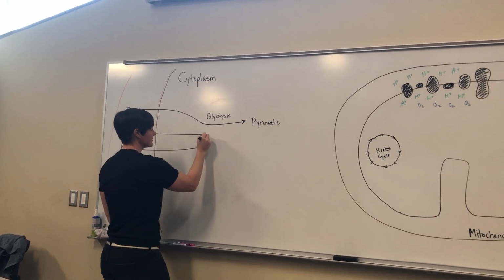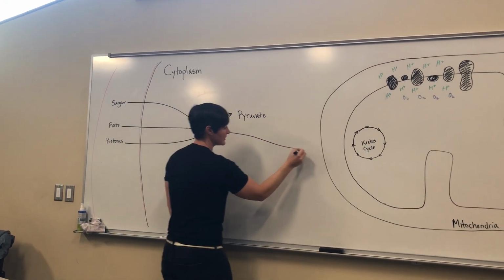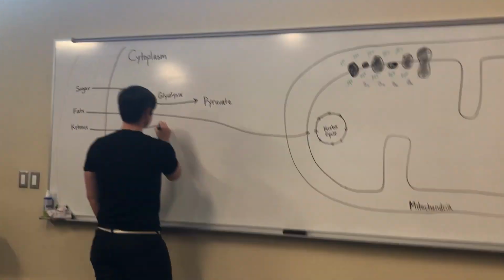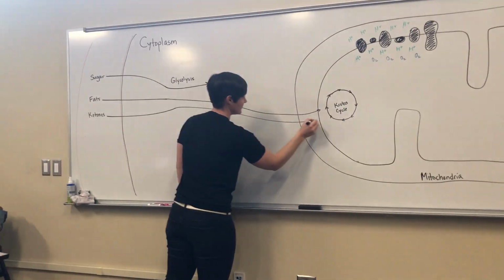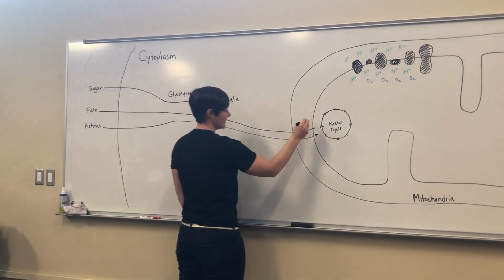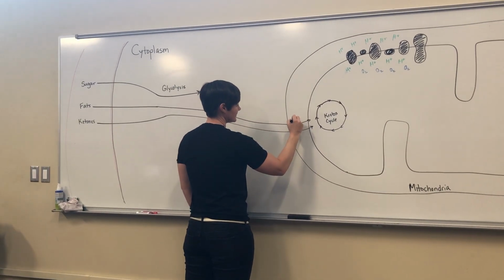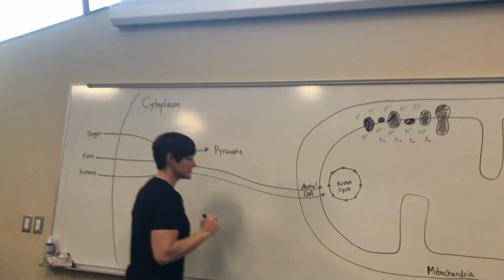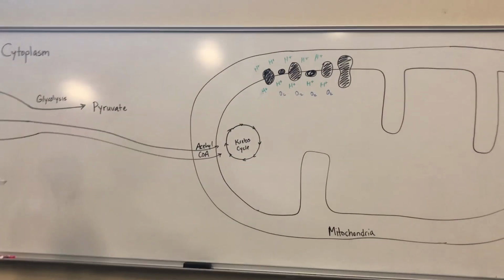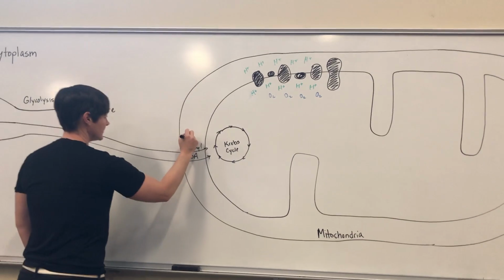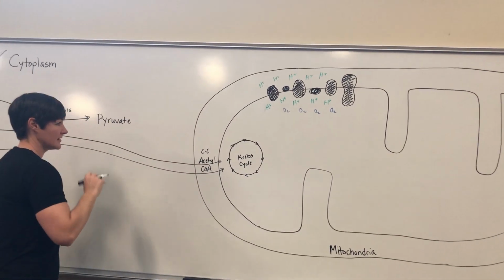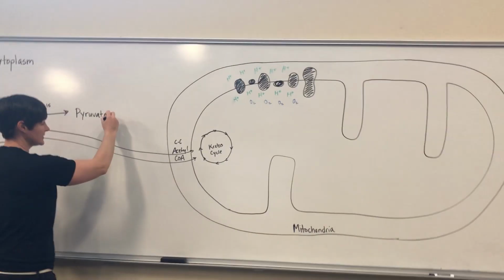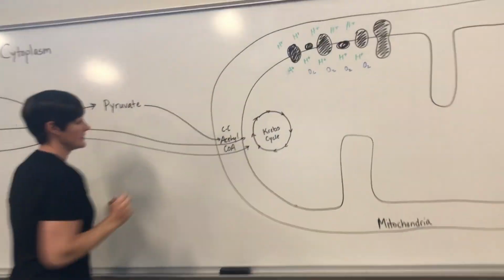Fats and ketones go all the way into the mitochondria and are further broken down there into what's called acetyl-CoA. And that's also mentioned in your video. It's just a 2-carbon molecule that can then be broken down further. Everything eventually gets to acetyl-CoA, actually.